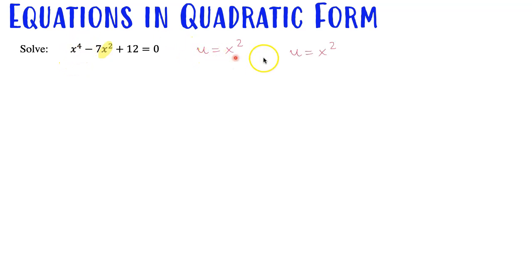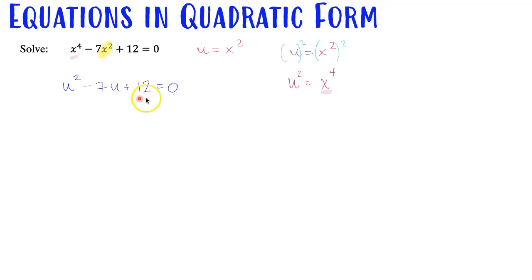Well, what if we take this u equals x squared and square both sides? What happens if we square both sides? We will get u squared is equal to x to the fourth. 2 times 2 gives us 4, which we see is that very first term, and we're in luck. So now we can rewrite this as u squared minus 7u plus 12 is equal to 0.